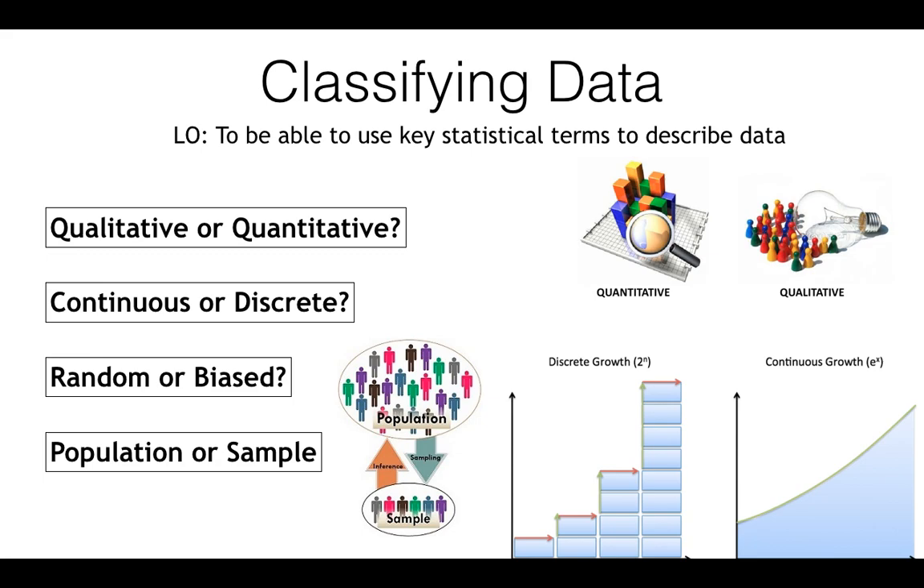Okay guys, you're not going to need your calculator for this lesson until right at the end because we're looking at how we classify data. So we're actually going to look at a load of words that we use when we describe the data that we have. So we're going to look at whether or not your data is qualitative or quantitative, whether it's continuous or discrete, random or biased, and whether you have an entire population or just a sample of that population. Okay, so let's have a look at what these mean.